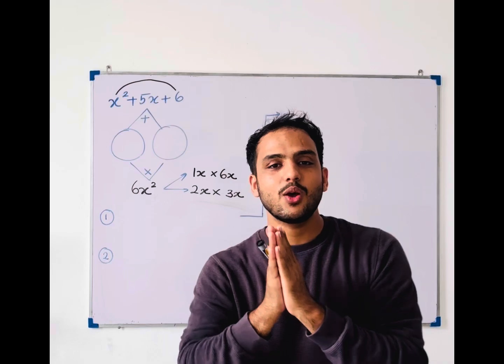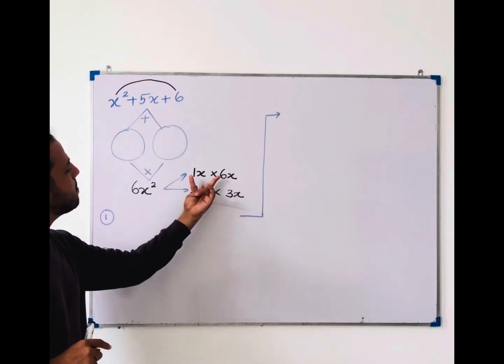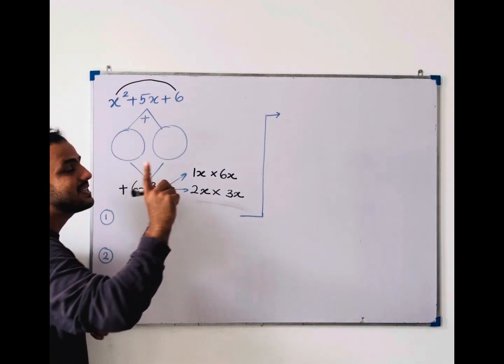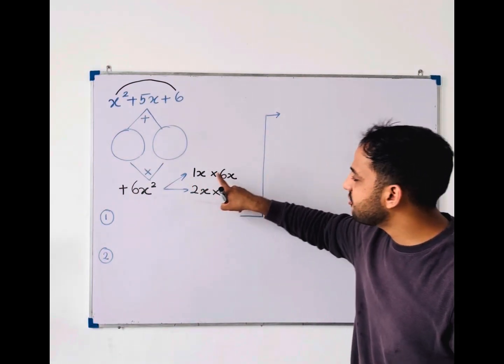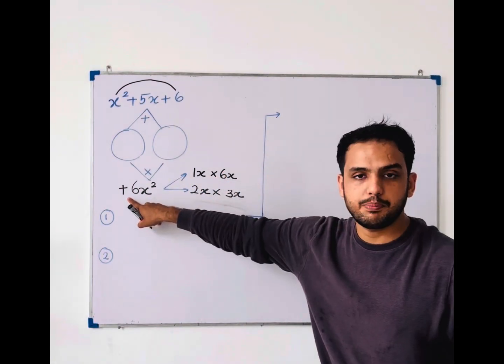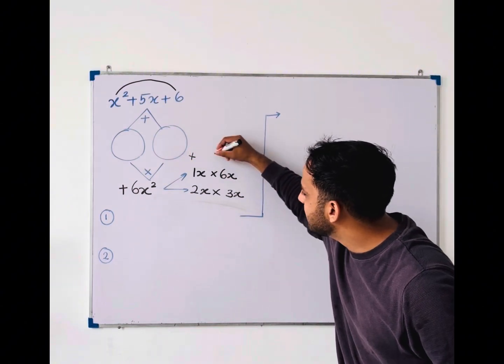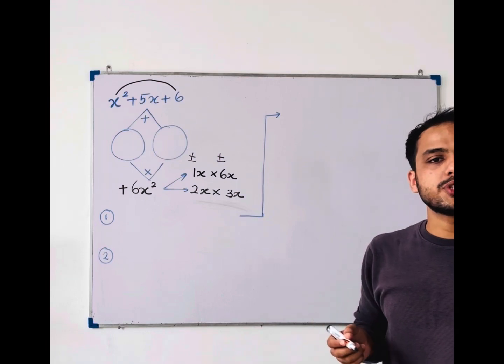The only thing to figure out now is the sign. Think carefully. When you multiply 2 terms and get a positive sign, that means there are 2 options: either both the terms are positive, since multiplying gives positive, or both the terms are negative. So either both are positive or both are negative. Those are the 2 options that you have.